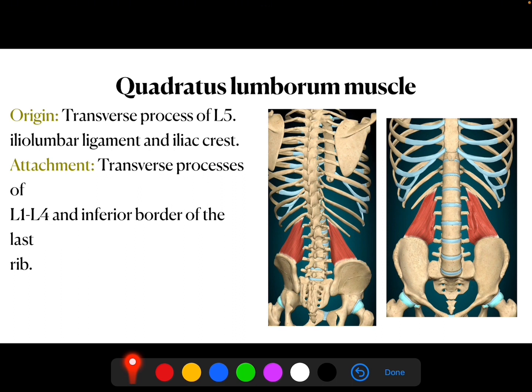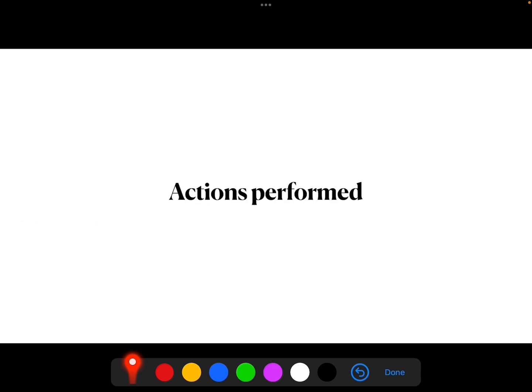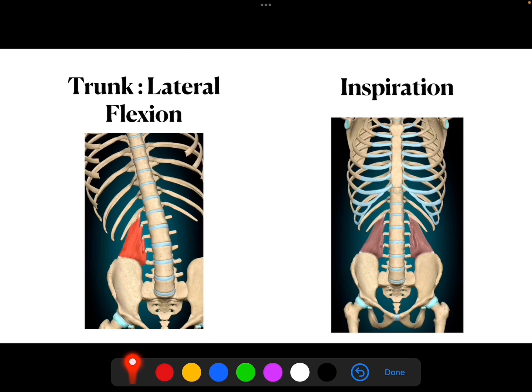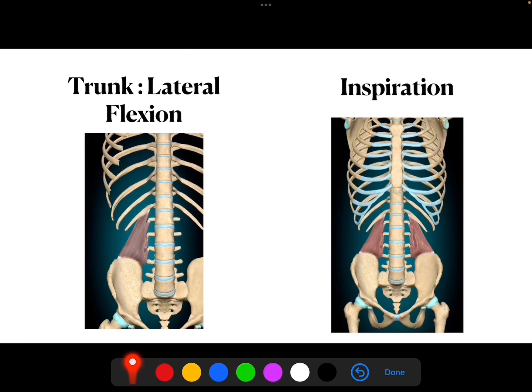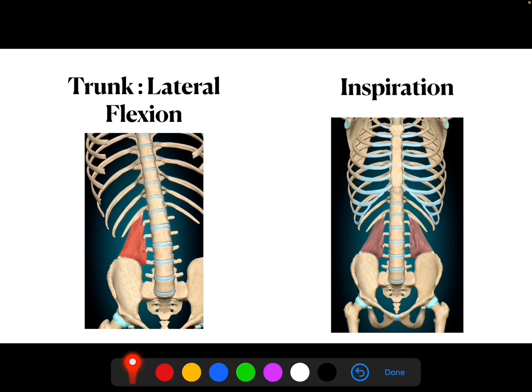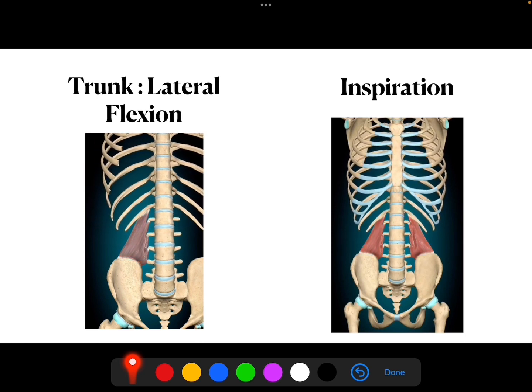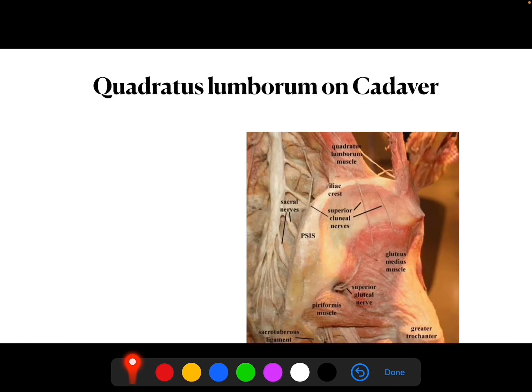Quadratus lumborum muscle. It originates at the transverse process of L5, iliolumbar ligament, and iliac crest. It attaches to the transverse processes of L1 to L4 and inferior border of the last rib. Actions performed by this muscle are lateral flexion of the trunk, inspiration. This is what it looks like on the cadaver.